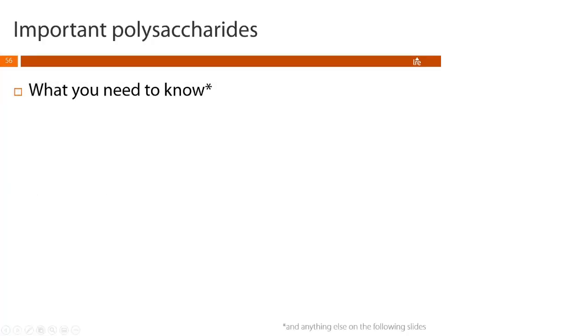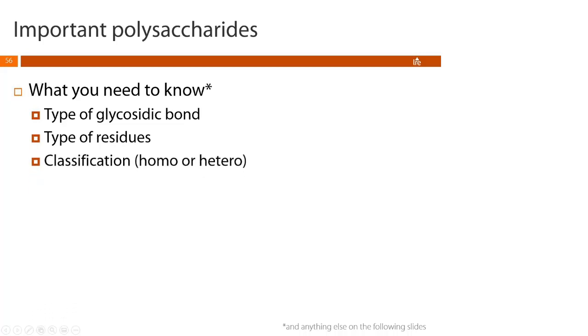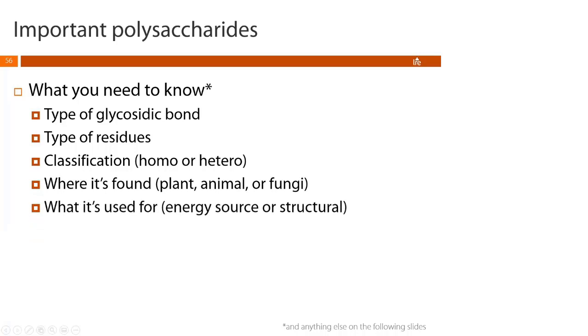So here's what I want you to know for the important polysaccharides that we're going to talk about today. I want you to be able to identify what type of glycosidic bond they contain. I want you to tell me what type of residues make up these polysaccharides. I want you to be able to classify them as a homopolysaccharide or a heteropolysaccharide. I want you to tell me what type of organism it's found in, and I want you to tell me if it's primarily used as an energy source or as a structural component.